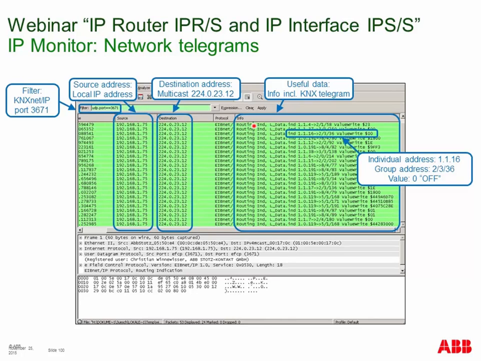Here we see the protocol and our useful data. Inside the useful data, we can see our complete KNX telegram. Like here, it starts with the individual address of the sensor which sent the telegram, 1.1.16. This is the individual address: area, line, device number 16. And here we can see the value 2/3/36. This is the group address. And at the end we see here the value is off, also 0. Then we are sure, yes, this IP router sends the telegram with the correct multicast address and the correct KNX group address and value here into our IP world.